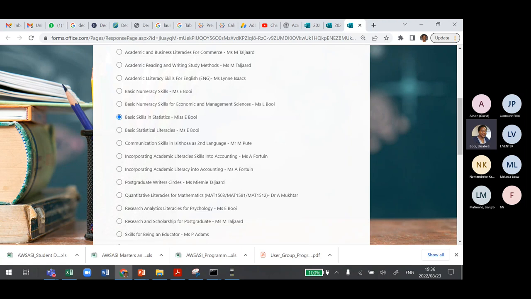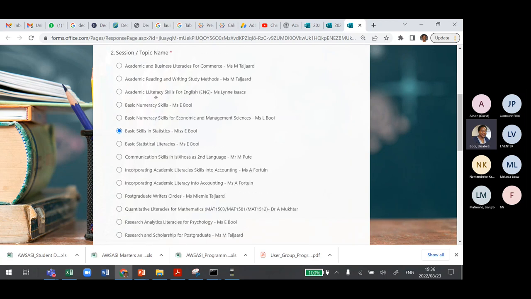This one's for statistics, pure statistics, and this is the basic numerics. I hope you are able to get to that.